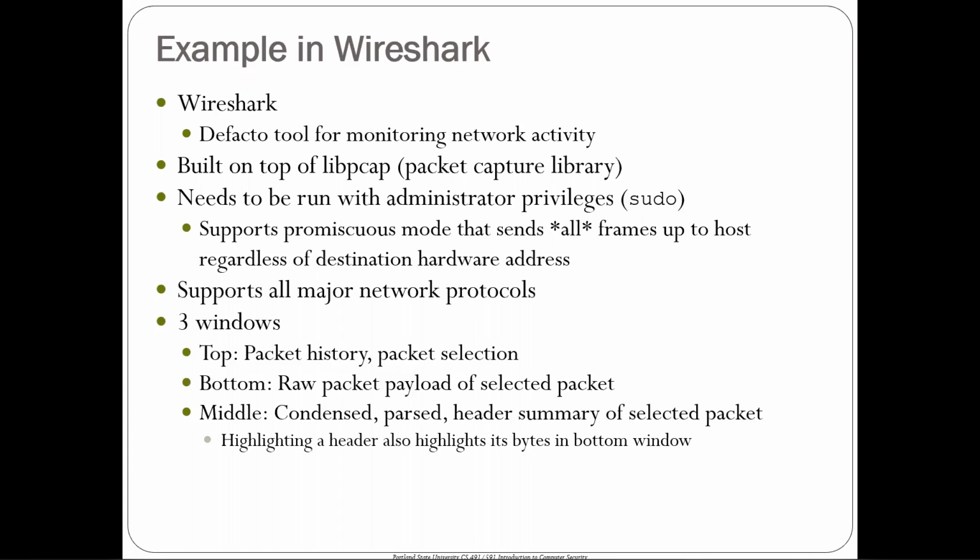Okay, so I'm going to just briefly go through the UI for Wireshark. There are 3 windows in Wireshark. The top window is the packet history, the history of all the packets that have been sent on the network. The bottom one is the actual payload in bytes. And then the middle one is basically the structure of the Russian doll. It's like showing you the different headers that are representative of the packet that you selected.